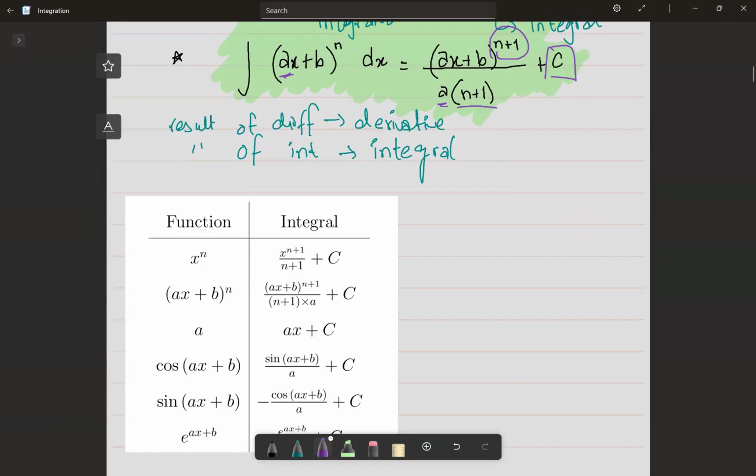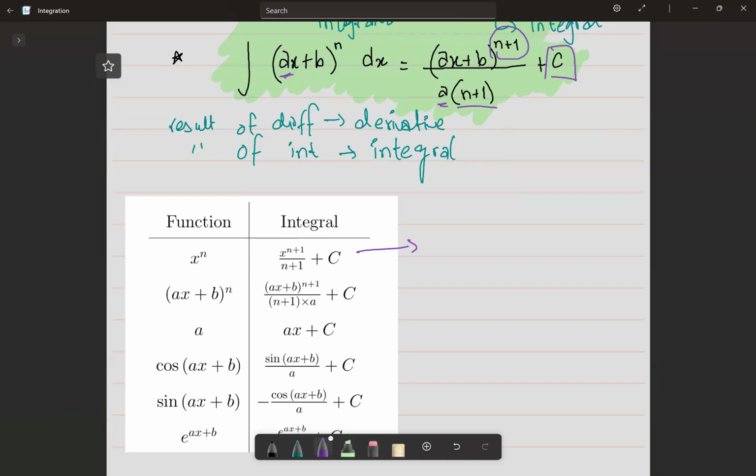See, if you have x to the power n, remember that this n here can be a positive number, a negative number, or a fraction as well. There is no restriction in the value of powers or n in here. See how the integral comes from this function in here.